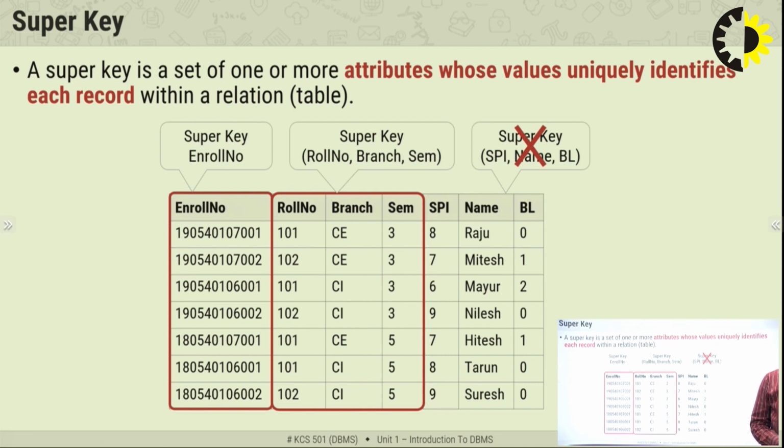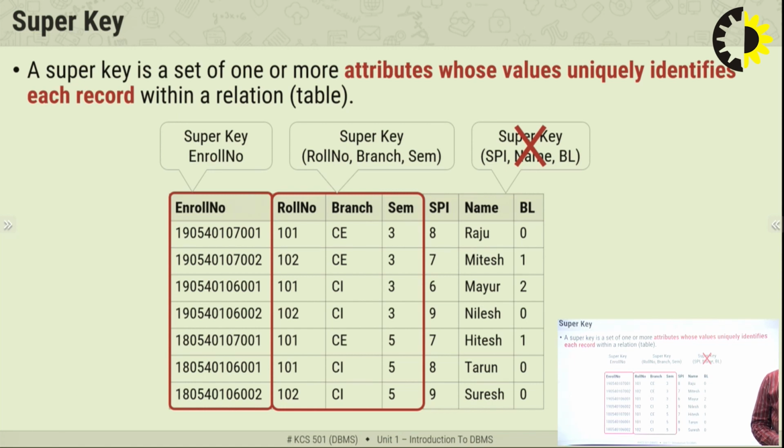So we have to see how many super keys there are which are able to uniquely identify the student. See, the enrollment number is a unique one. No two students will have the same enrollment number. So one of the super keys is enrollment number.